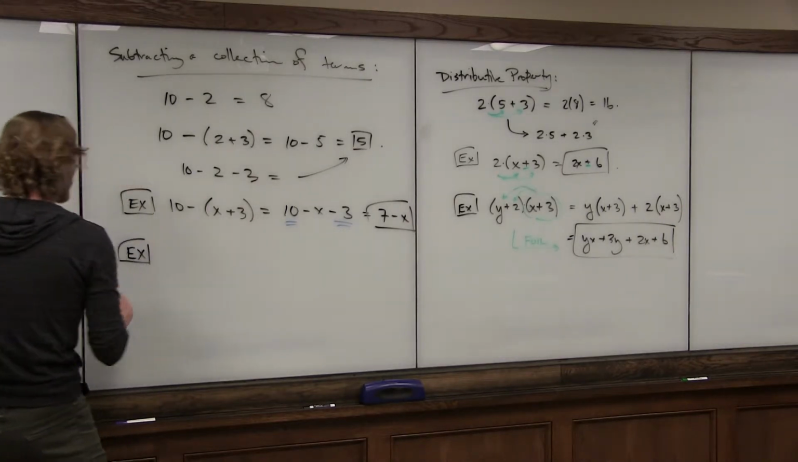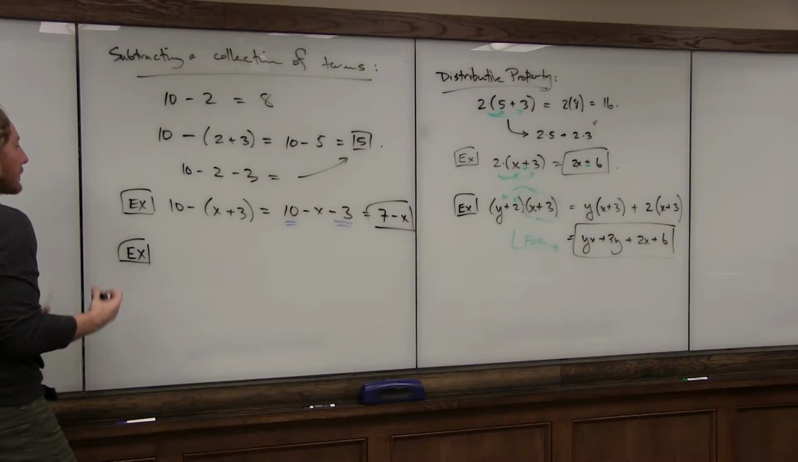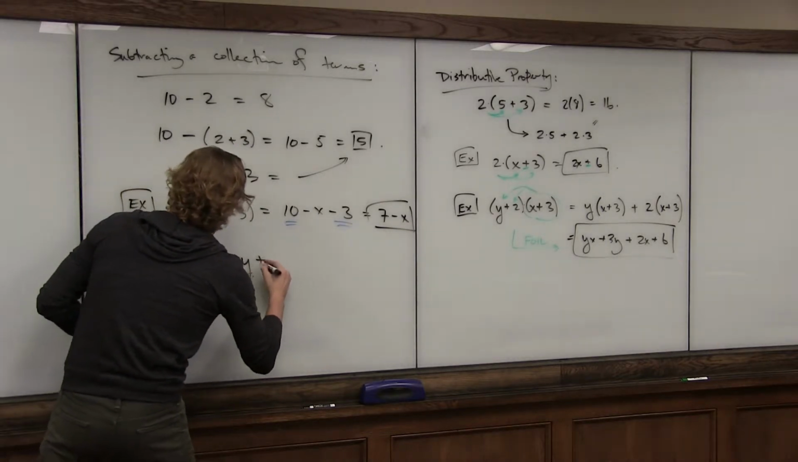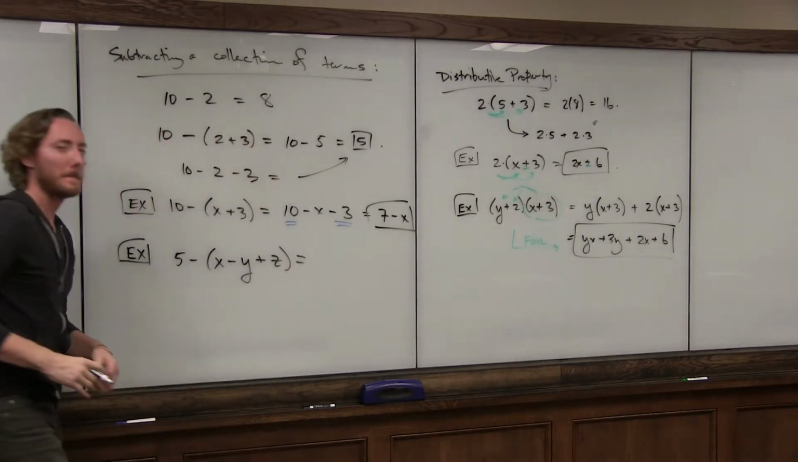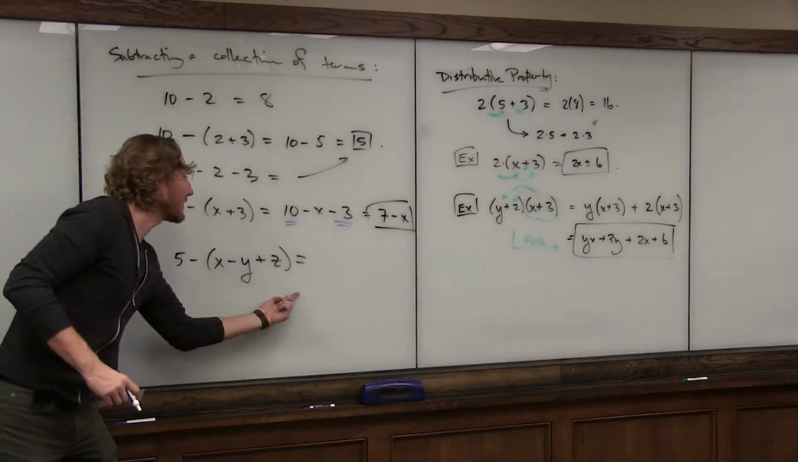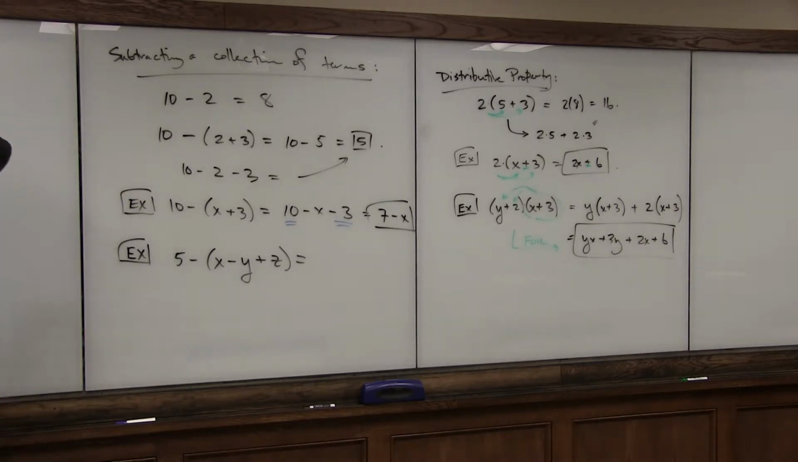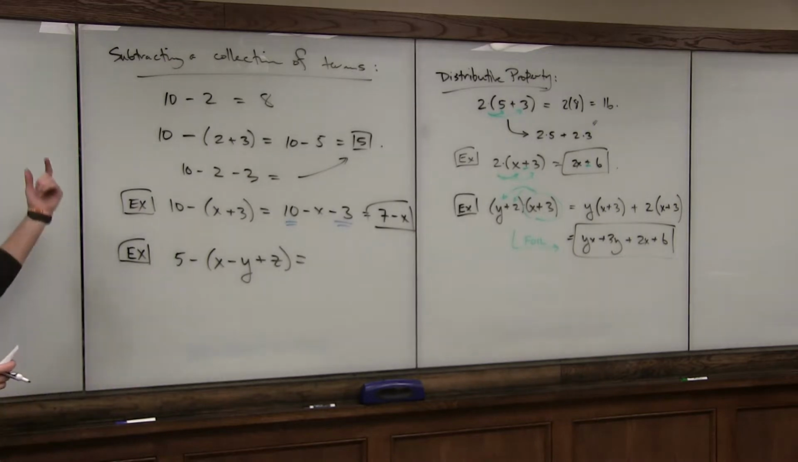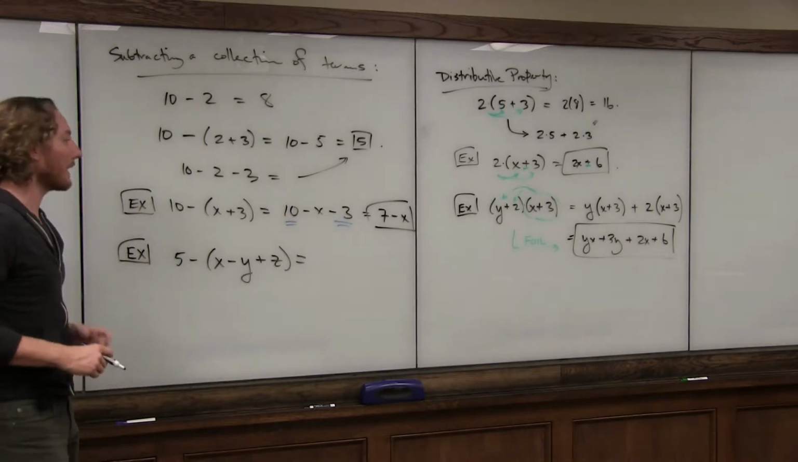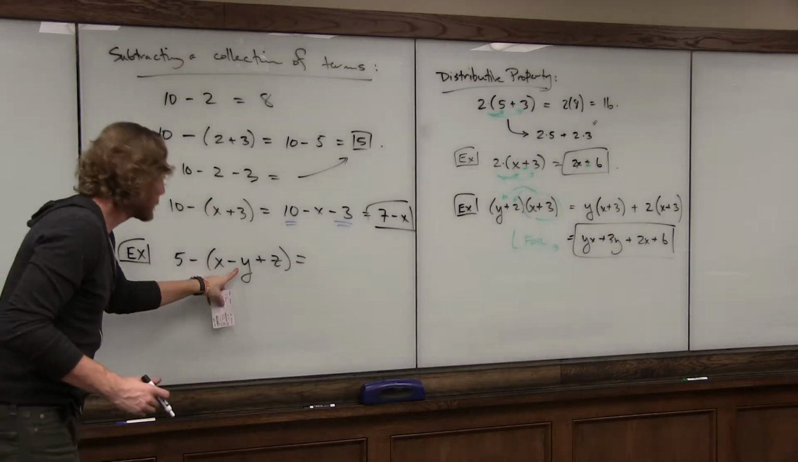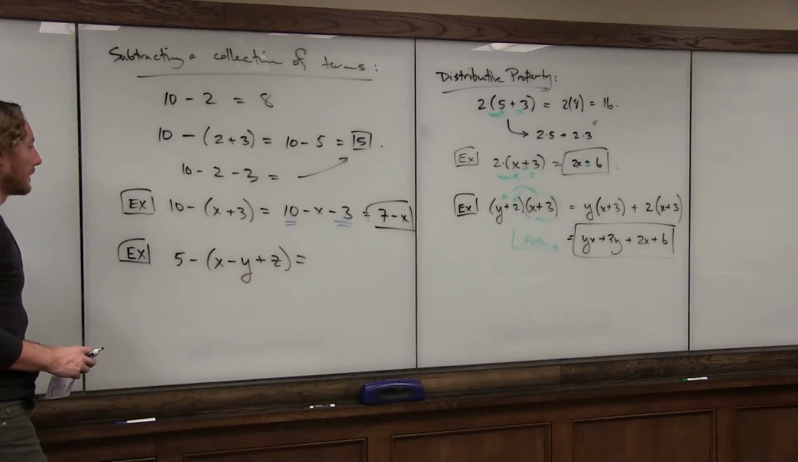Taking it one step further, just to emphasize the point fully, what if we had something like this? 5 minus (x minus y plus z). So here, we are subtracting from 5 this entire collection of things. And just as before, if you're subtracting an entire collection of things, you have to subtract everything in that collection. Well, what things are in that collection? Well, there's an x, there's a minus y, and there's a z.